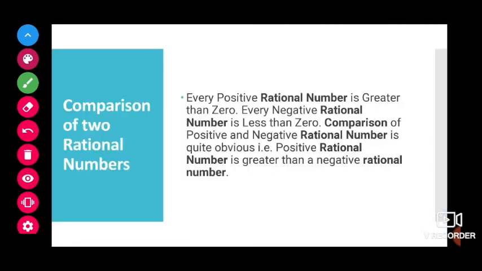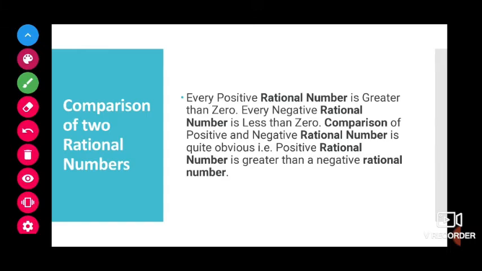Next, comparison between two rational numbers. How do we compare two rational numbers? Usually, children, if we have two rational numbers, I have one easy method. If there are only 2 numbers, then we can follow this method. And before we apply the method, first we have to see the positive and negative.